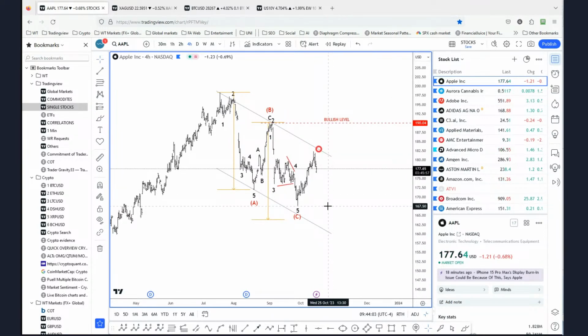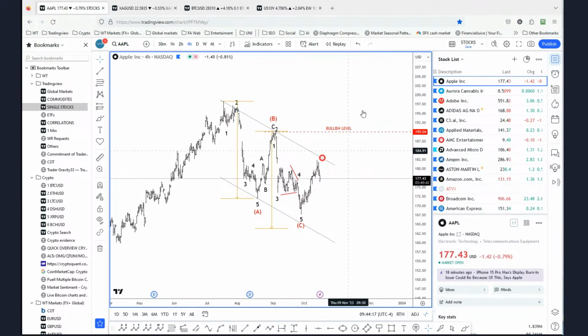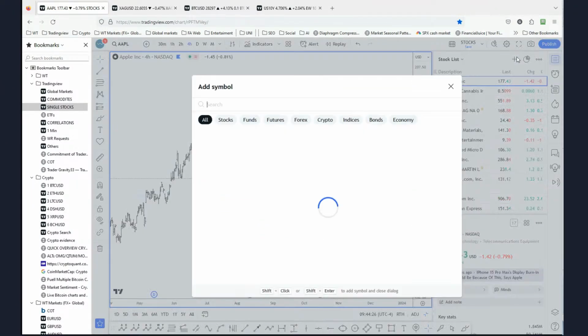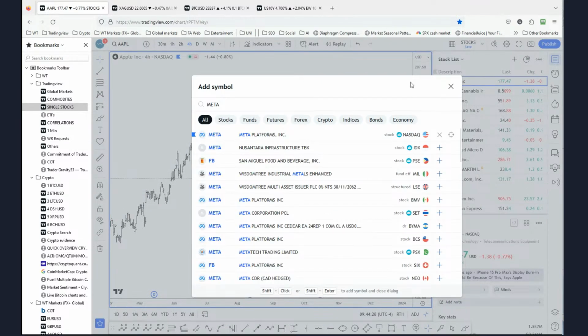So as long as we are trading here above this level, and if at the same time, as I said, stocks rise with the S&P 500 breaking above last week's highs, and we see Apple also trading higher, obviously I would be looking for maybe even a resumption back to these previous highs. Looking also at Meta.